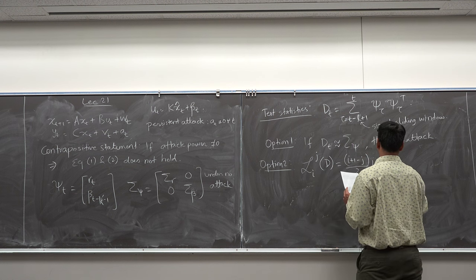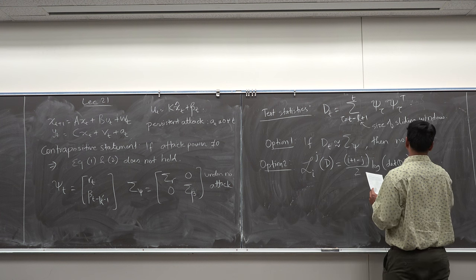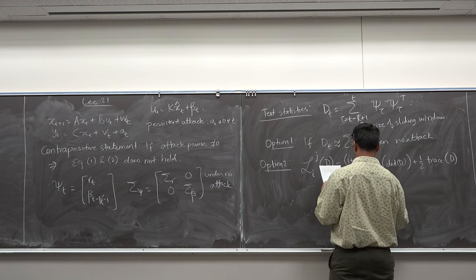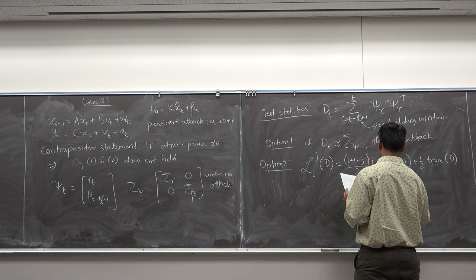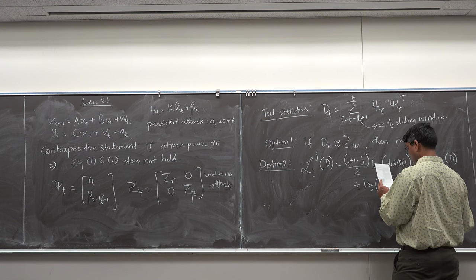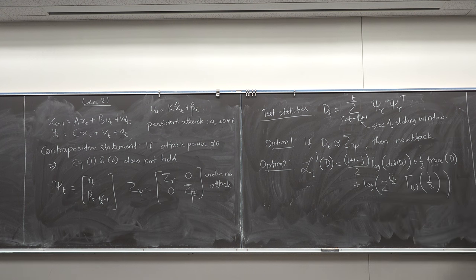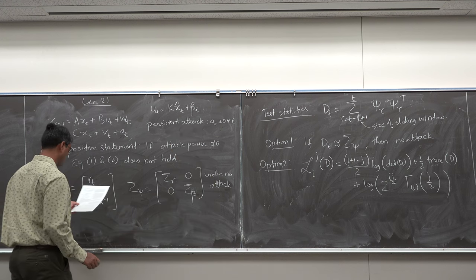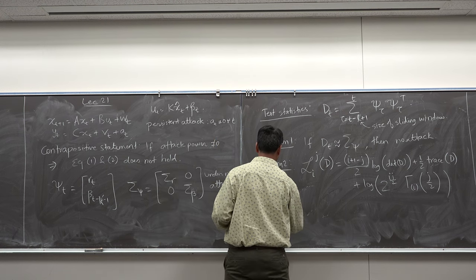log determinant of D, plus half trace of D, plus log gamma. So this is the gamma function. This is just an exponent, i multiplied by j over 2. This is trace of D. This is determinant of D log. And then you check L raised to L.